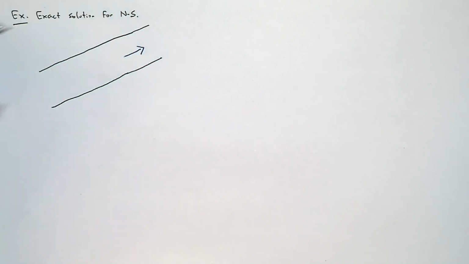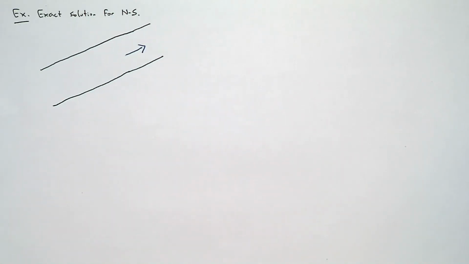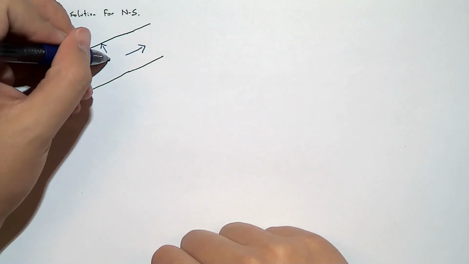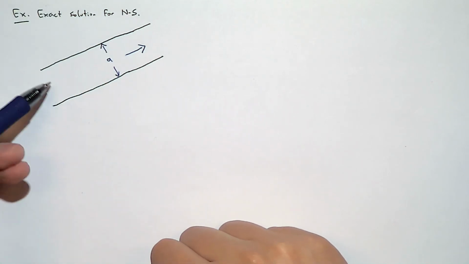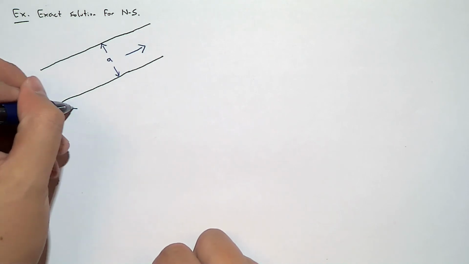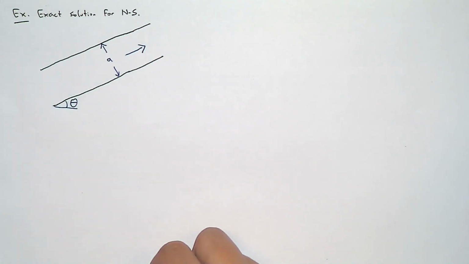So we have fluid. Our fluid is traveling in this direction. We have a couple of dimensions given for this channel. Let's say that this channel has a width of A. That means that fluid can travel freely in this range of width A. And the reason I'm drawing it a little bit inclined is so that I can say that the channel is at an angle theta from the vertical.